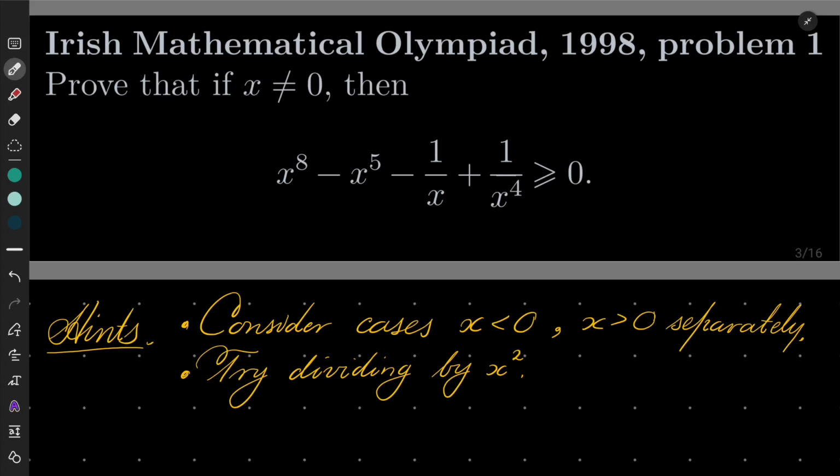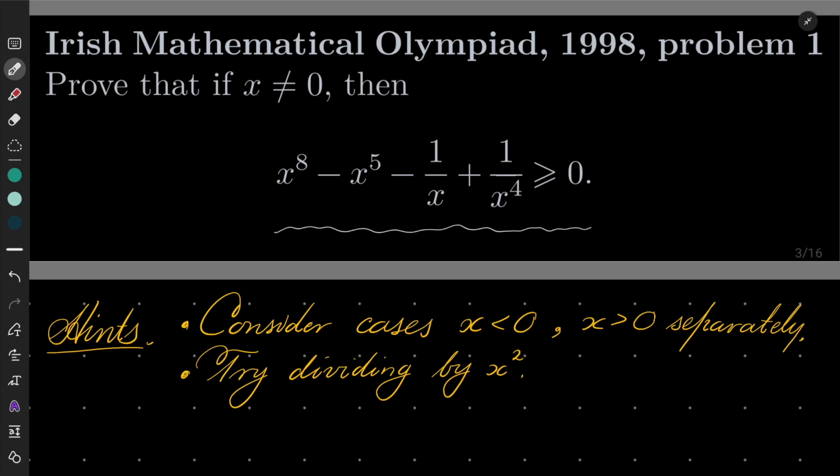Problem number 1. We wish to prove that if x is not equal to 0, and x is a real number, then the following inequality is true: x to the power of 8 minus x to the power of 5 minus 1 over x plus 1 over x to the power of 4 is greater than or equal to 0.